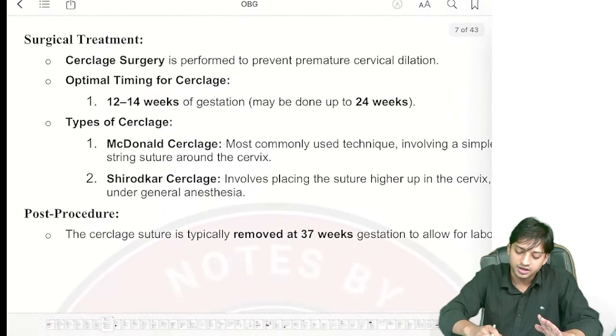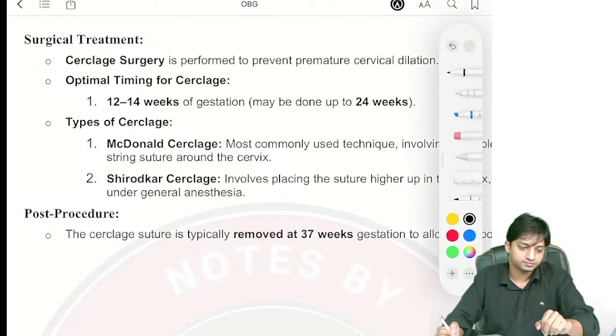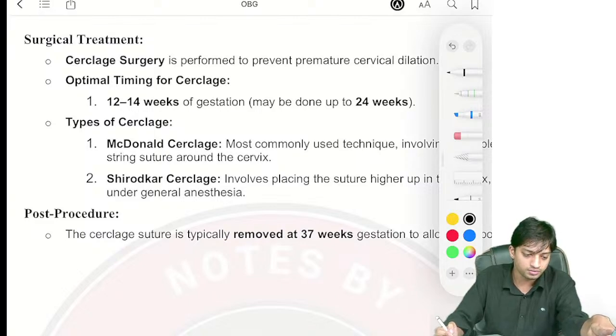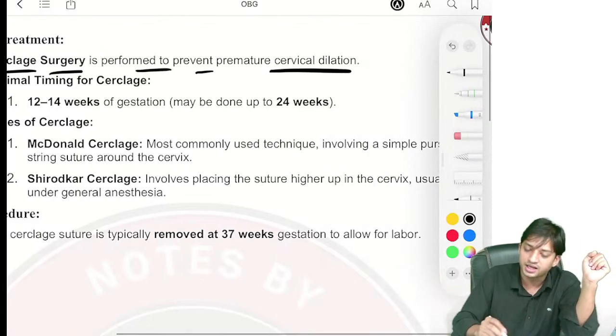Go for the surgical treatment. What is the surgical treatment? What you have to go for? Cerclage surgery. It is performed to prevent premature cervical dilatation.